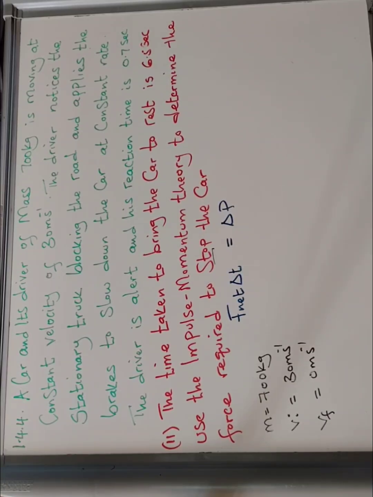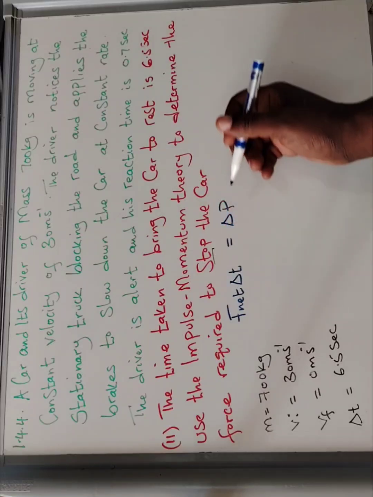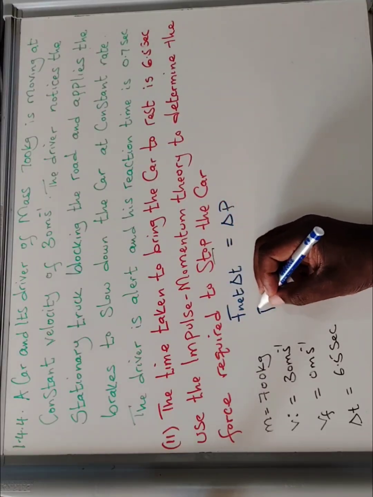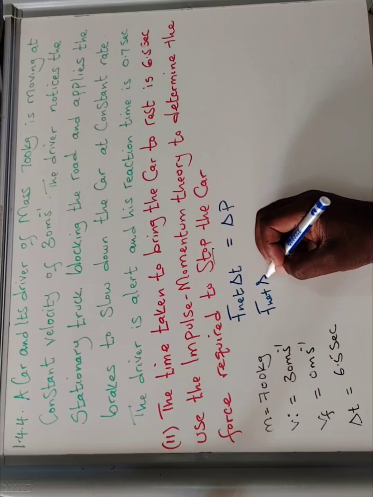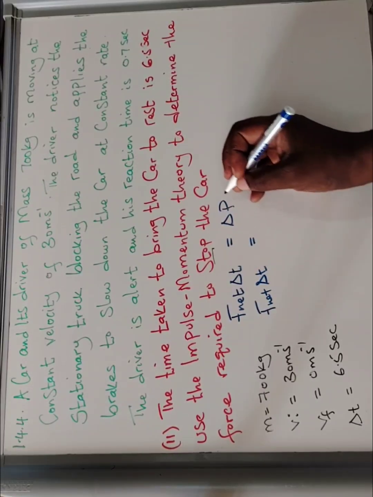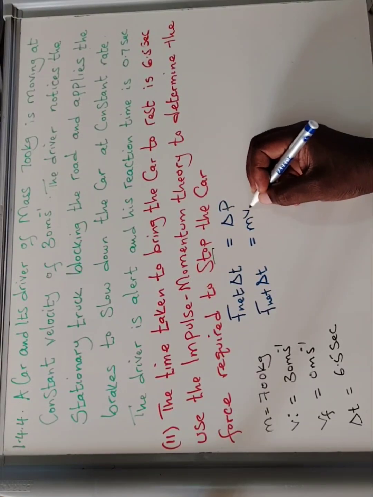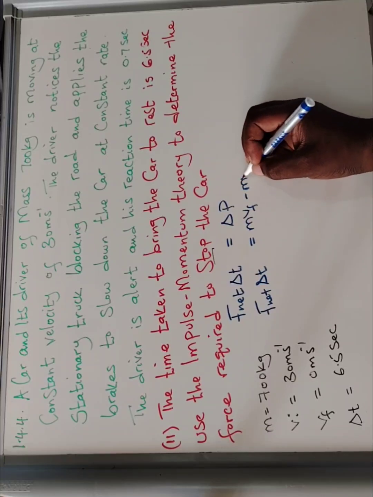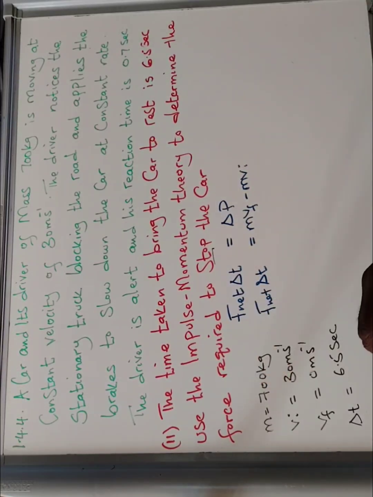Okay. And we know the time. The time is 6.5 seconds. Now, from this expression, when you look at this data, it implies that we can change this expression to become F net times delta T. So you open up change in momentum to become m vf minus m vi. We do that together for the information we have here.